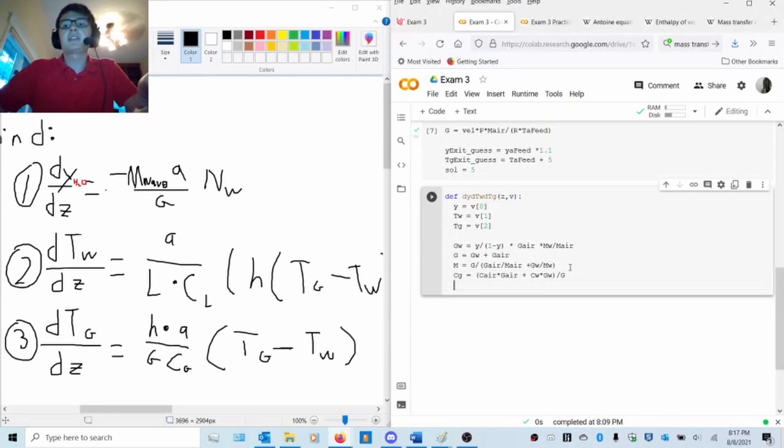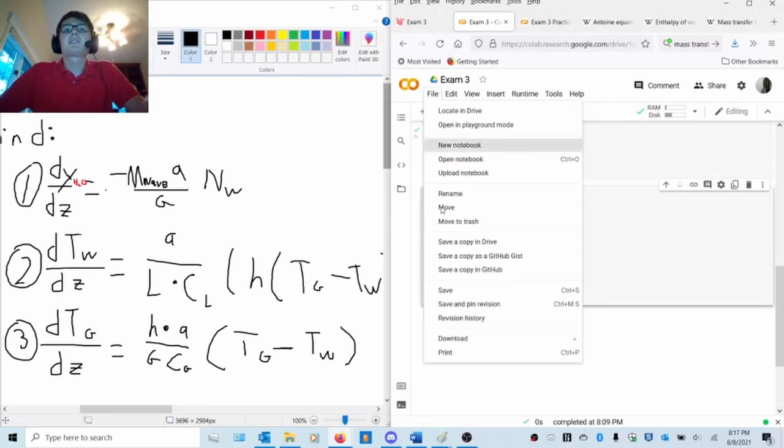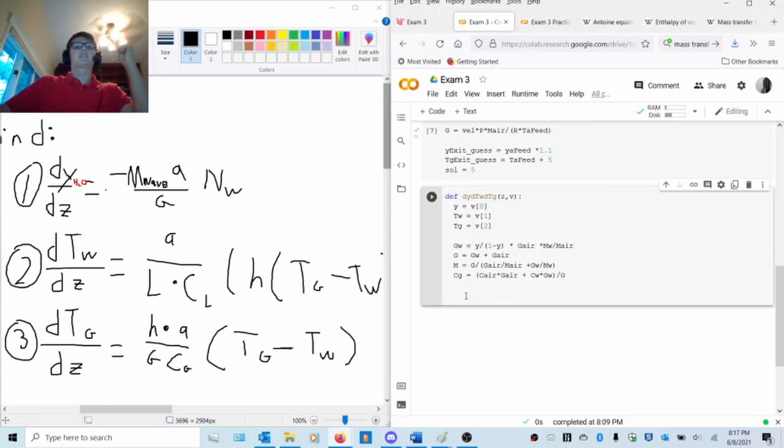Why does it? I'm hitting enter, not tab. That's just annoying. So I'm going to save this real quick. Does this automatically save like Google Drive does? I'm not sure, because it says it saves, so I don't think it does.